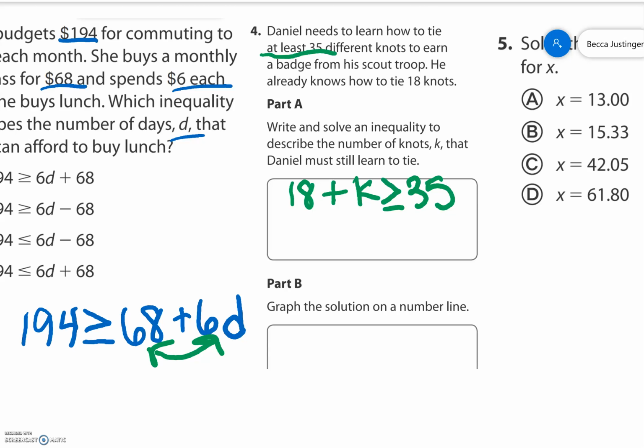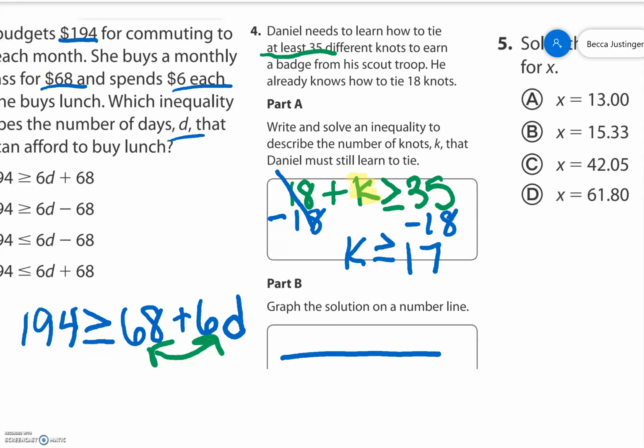Now we want to solve it. So we are going to try and solve for K. So I need to get rid of the 18. The 18 is positive, so I'm going to subtract 18 from both sides. Cancels out on the left, so K is greater than or equal to 17.